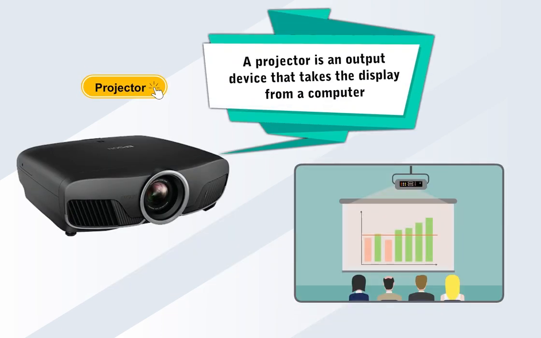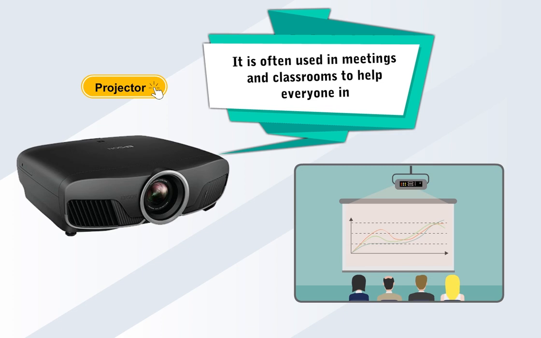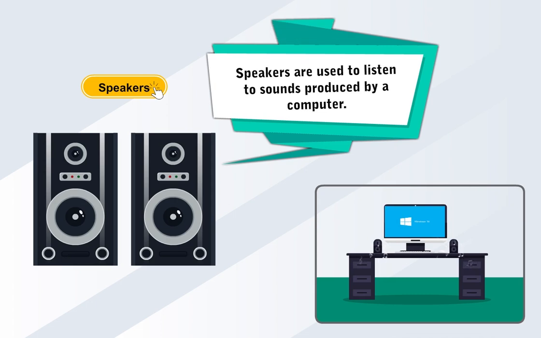Projector. A projector is an output device that takes the display from a computer screen and projects it onto a flat surface like a wall. It is often used in meetings and classrooms to help everyone in the room to view the content clearly. Speakers. Speakers are used to listen to sounds produced by a computer.